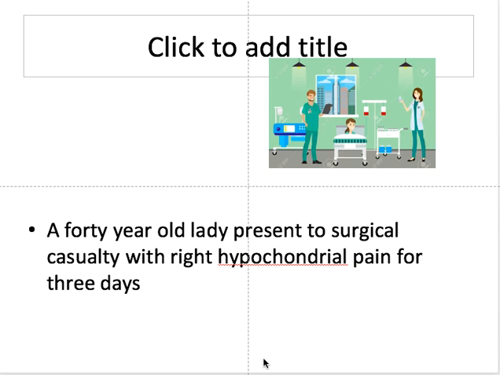So what are the clues in this history that will lead you to identify them? One thing is the site, the right hypochondrium. So you have to think of organs in that part. And then there is pain, so the pathology has to be something which produces pain. And it is for 3 days, so it is likely to be an acute pathology.